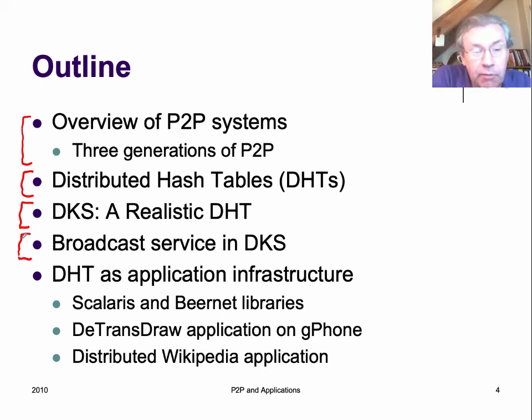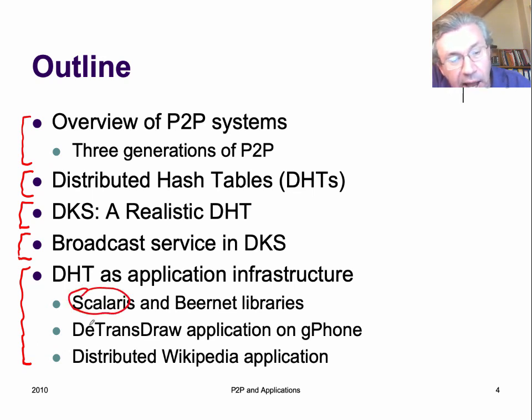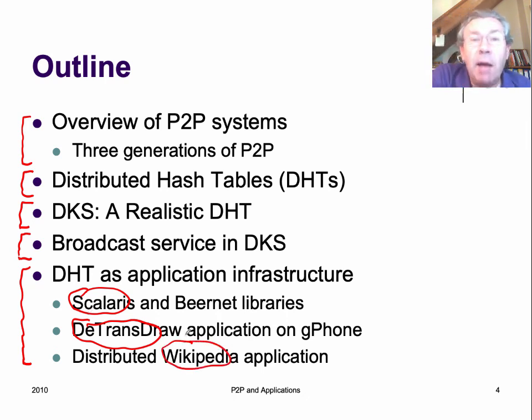And then we'll show you how to build an algorithm on top of it. We'll give the example of a broadcast algorithm. And finally, we're going to show you how to use DHTs to build applications. So we're going to show you Scalaris. We're going to show you a drawing application called dtransdraw, and we're going to show you a distributed Wikipedia application built on top of DHTs.